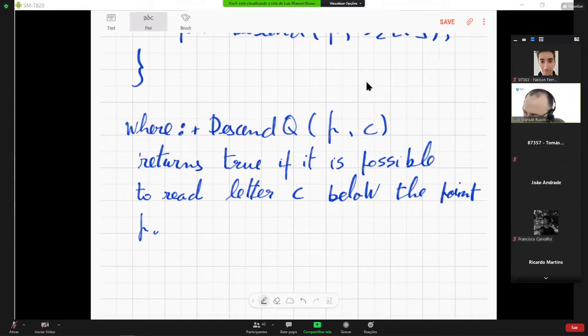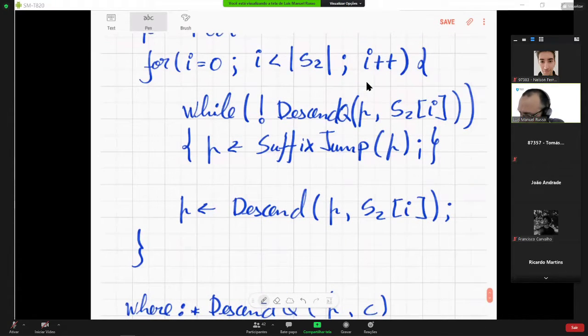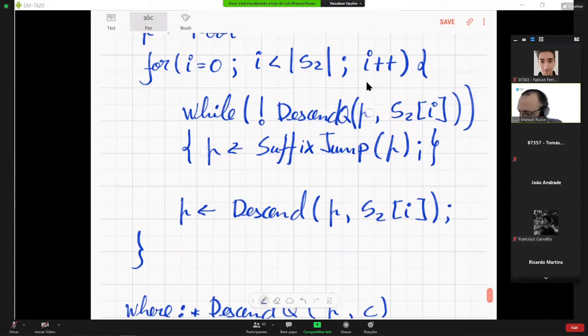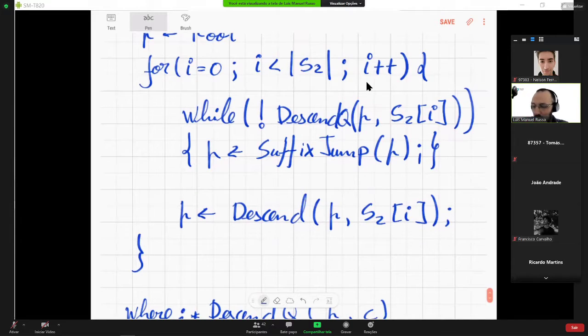Professor, if that's the case, isn't that just an infinite loop? It shouldn't be. If you're just checking if it can descend, but you don't actually descend, it'll get stuck on that condition. Yeah, but I do a suffix jump, so I change P, I change my point. Oh, okay, right. If I'm not able to descend, I use the suffix jump, so I go up. Right. Okay.